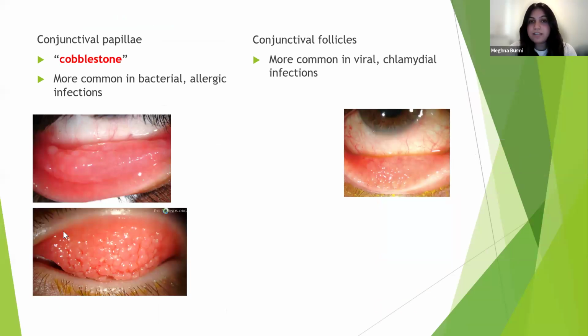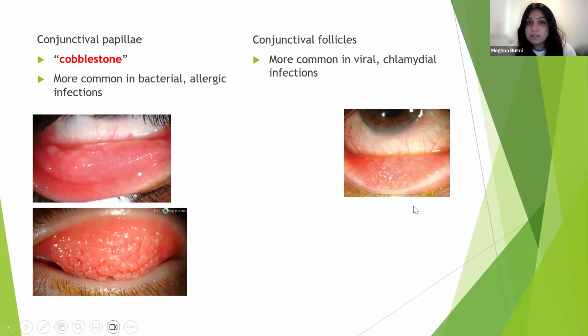We have this interesting finding, which I used to get confused between. So there's papillae and there's follicles. Basically, because your conjunctiva extends to your inner eyelid, we have this sort of cobblestone appearance, and cobblestoning is a bit of a buzzword. It's more common in bacterial and allergic infections.